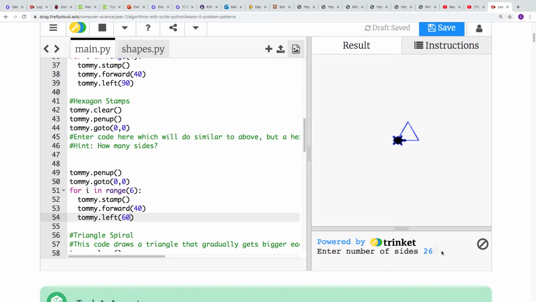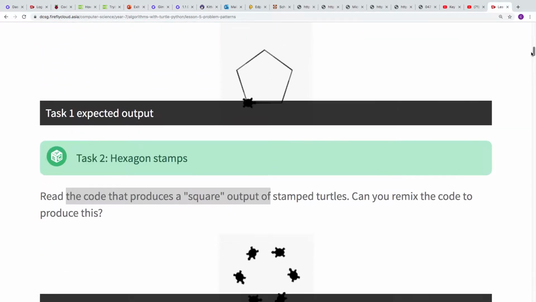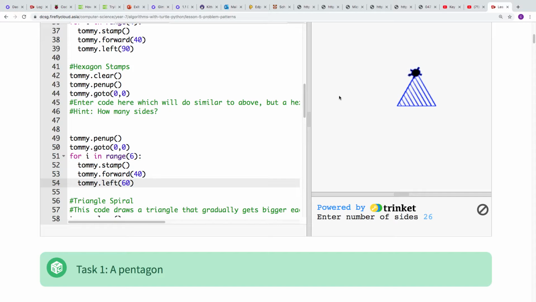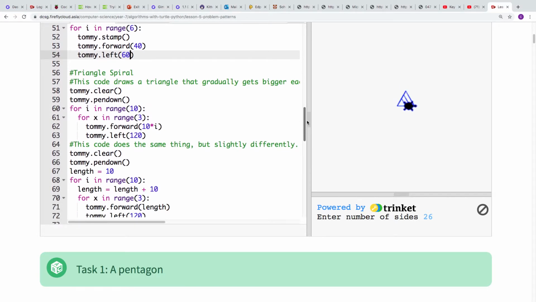26, what do you call that shape? A 26-sided shape, there you go. The more you put, the more circular. There's the hexagon stamp working. Okay, keep problem solving. Pentagon spiral. So we've got the triangle spiral there.